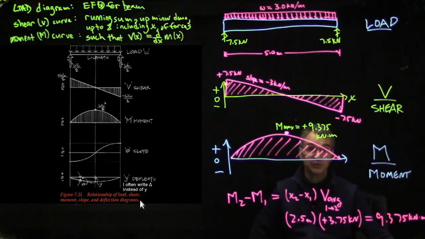Because right now you have no reason in the world to believe that that's true. But it turns out if you take this moment diagram and you integrate it 2 more times, you get the shape of the deflected beam. So that'll be an interesting fact that we can look at in the next video.